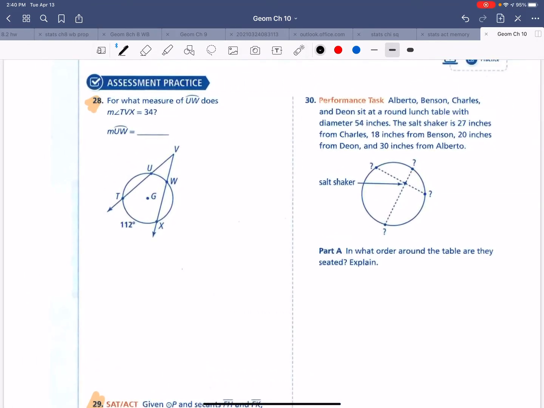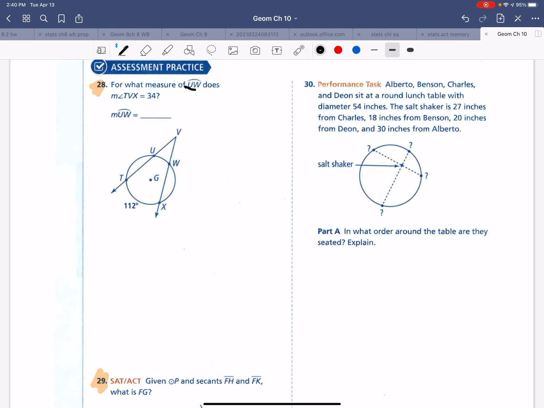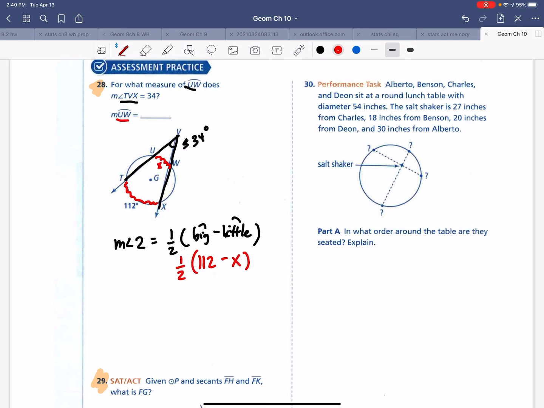It says, for what measure of arc UW would that make this angle TVX, this angle, 34 degrees? So we called that in our notes our measure of angle 2. Our measure of angle 2 is equal to 1/2 the big arc minus the little arc. So it looks like our big arc is 112. Our little arc, we don't know, but that's what we're solving for. So we can call that x. We just make x what we don't know. Our measure of angle 2 they gave us is 34.